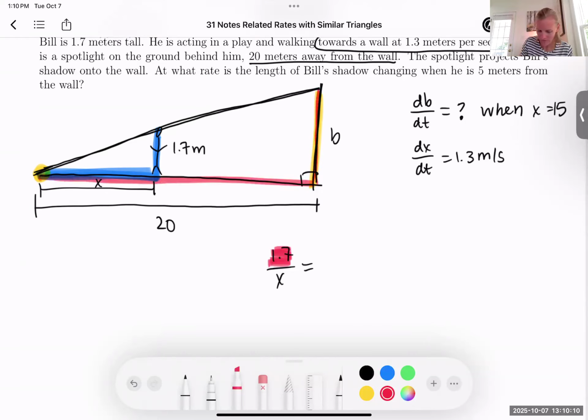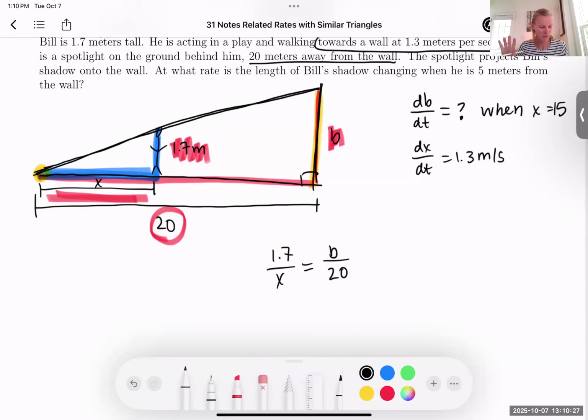Okay. The 1.7 was the height of the small triangle, so we need the height of the big triangle, which is B. And then the X was the base of the small triangle, so we need the base of the big triangle, which is 20. So we get this relationship relating X and B.